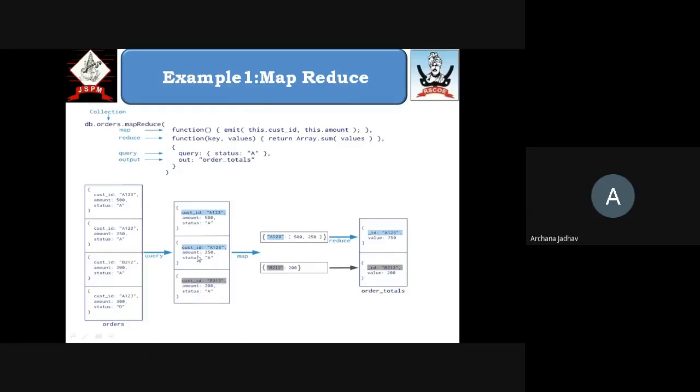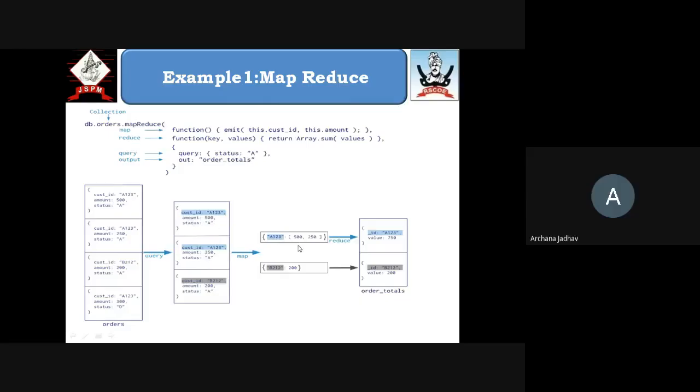Now on the output of the query, we are applying the map function. So after applying the map function, see what this map function will return. It is returning the customer ID and the amount. For these three documents, the map function will generate the output like this. The key is the customer ID. So in these three documents, how many documents have the same customer ID? Those documents will be considered under one key. For that, A123 is a key, which is a customer ID. And then the values for this key are amount 500 and amount 250.